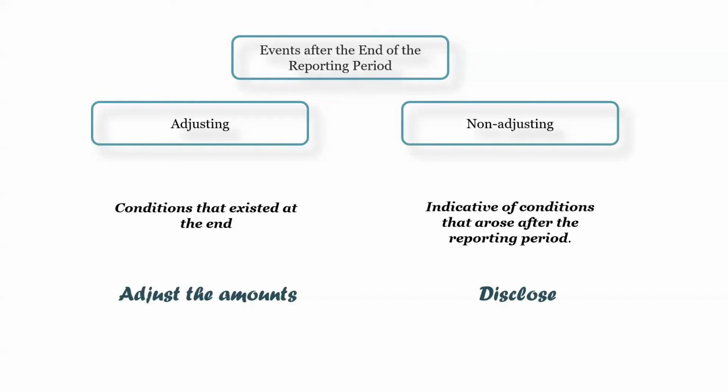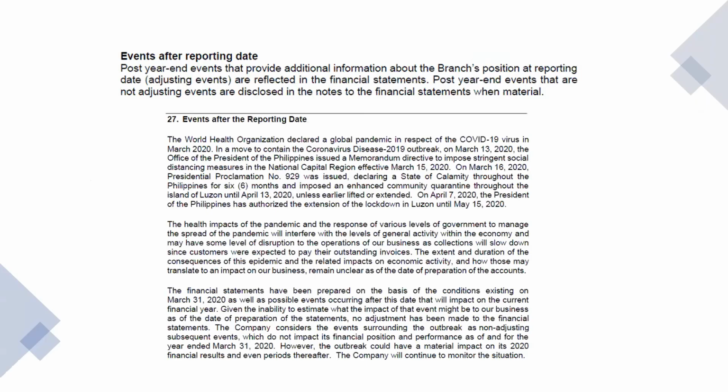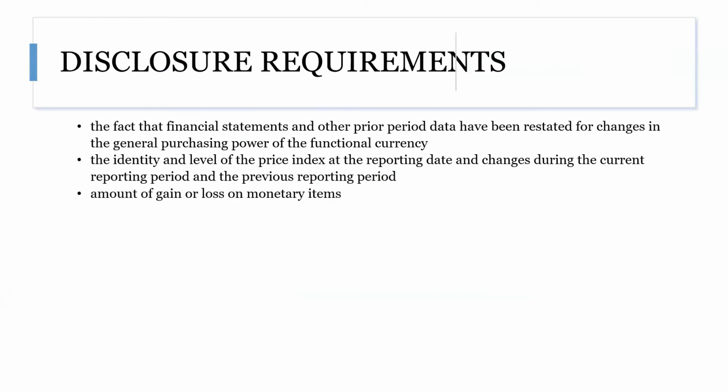So, ano ba yung dinidisclose natin doon? Kapag mayroong gano'n na mga non-adjusting events, we have to disclose yung nature ng event and the estimate of its financial effect. So, ito pa yung mga disclosure requirements. The fact that the financial statements and prior period data have been restated for changes in the general purchasing power.